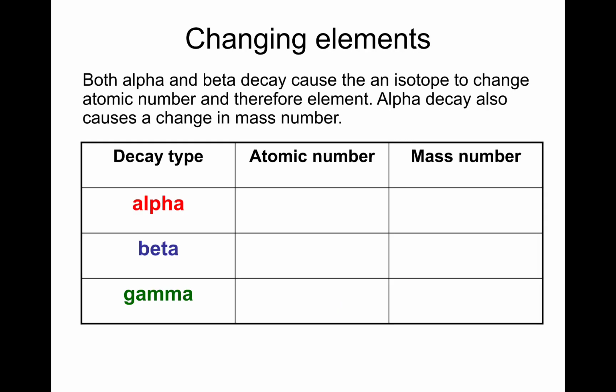So we've got changing elements. Both alpha and beta decay cause an isotope to change atomic number and therefore element. Alpha decay also causes a change in the mass number. So if you want to try and fill this out, that's great. Then I'll take you through the answers.